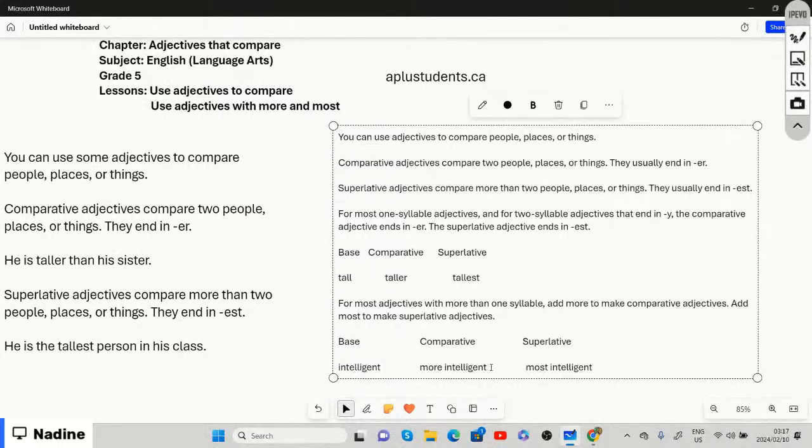So if there's more than one syllable, right, then our base word, for example, will be intelligent. Then for the comparative adjective, we will add more in front of it, so it will be more intelligent. And for the superlative adjective, we add most in front of it, which means that it is most intelligent.